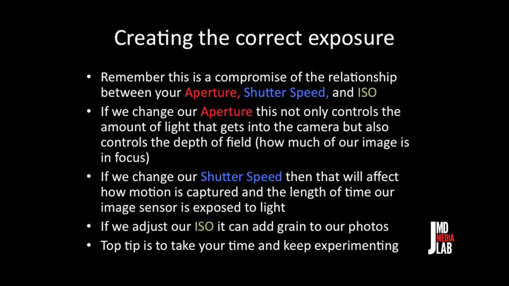If we change our shutter speed, then that will affect how motion is captured in our picture, depending on the length of time our image sensor is exposed to light. Also, if we adjust our ISO, that can add grain to our photos or take grain away from our photos. So when we're thinking about exposure, we really need to keep those things in mind. But my top tip for creating the kind of exposure you want is to take your time and keep experimenting.